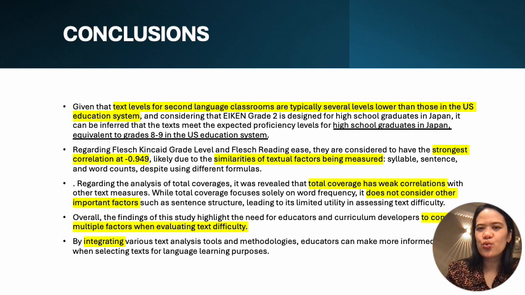Token coverage has weak correlations with other indices because it only focuses on word frequency, or it does not consider other textual measures. Therefore, this research tells us to integrate various textual tools and consider multiple factors when evaluating our reading materials. In this way, we can make more informed decisions when selecting appropriate materials for our students.